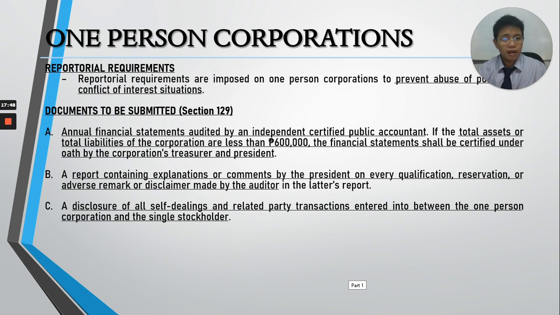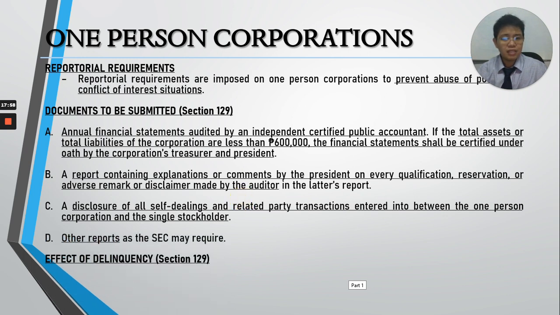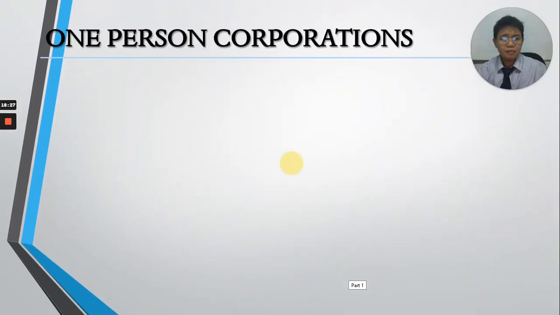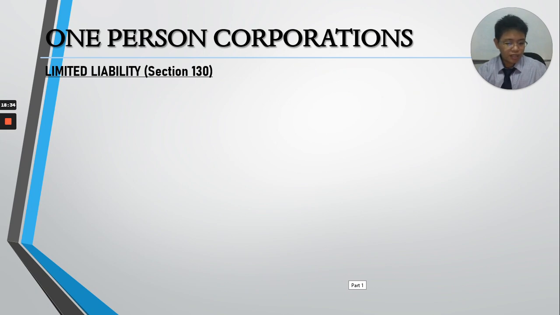So, all transactions in a personal capacity must be recorded, reported to the SEC, and other reports as the SEC may require. So in case of delinquency, remember SEC may place the one person corporation under delinquent status. Kung nagkaroon ng failure to submit reportorial requirements 3 times consecutively or intermittently, sunod-sunod or hindi naman sunod-sunod, minsan meron, minsan wala, within the period of 5 years. Yun naman yung intermittently, minsan meron, minsan wala. Within a period of 5 years, pwedeng i-declare yung one-person corporation as delinquent.